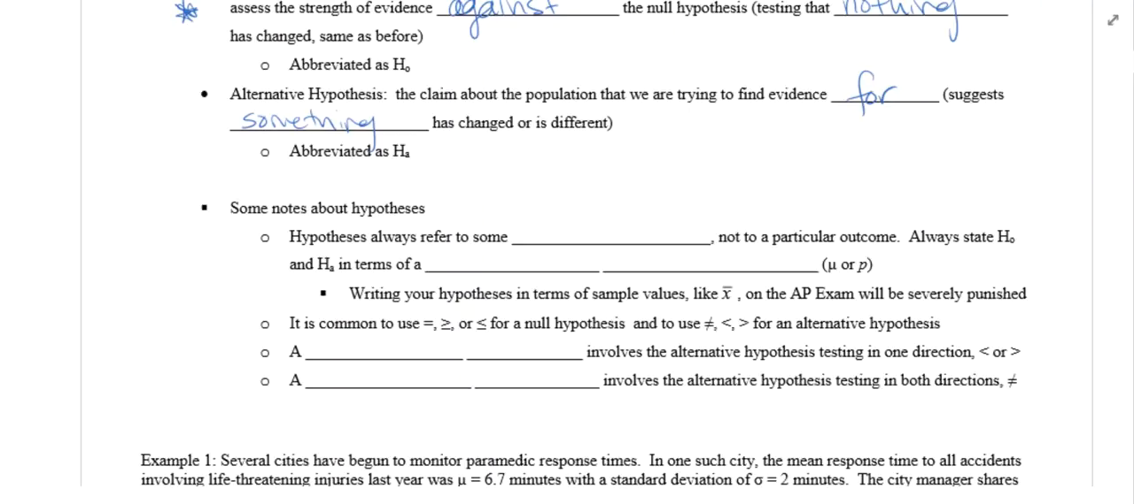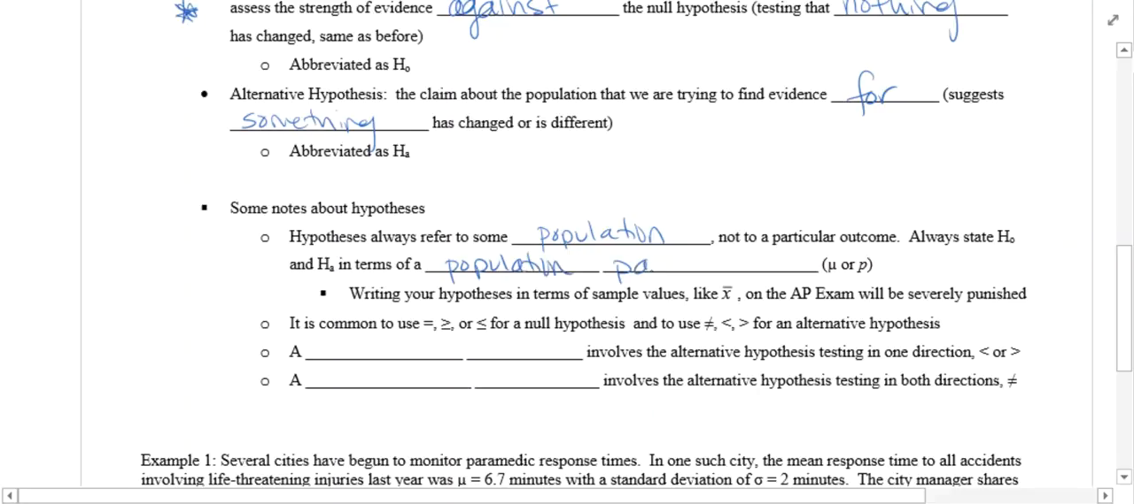Some notes about hypotheses. Hypotheses always refer to some population, so these will always be in terms of either mu or p. You always want to state the null and alternative in terms of the population parameter, so in terms of mu or p. Writing our hypotheses in terms of sample values like x bar on the AP exam will be severely punished. Note to self, I will punish you too if you write that on a quiz or a test. So it's not good.